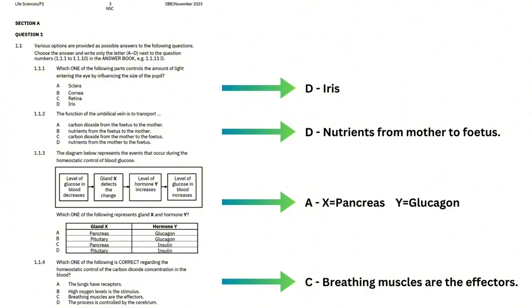Question 1.1.4. Which one of the following is correct regarding the homeostatic control of the carbon dioxide concentration in the blood? A, the lungs have receptors. B, high oxygen levels is the stimulus. Or C, breathing muscles are the effectors. And D, the process is controlled by the cerebrum. The answer is C. Breathing muscles are the effectors.